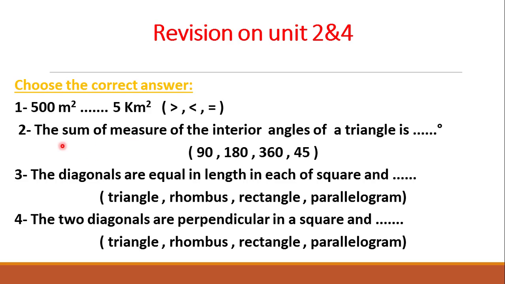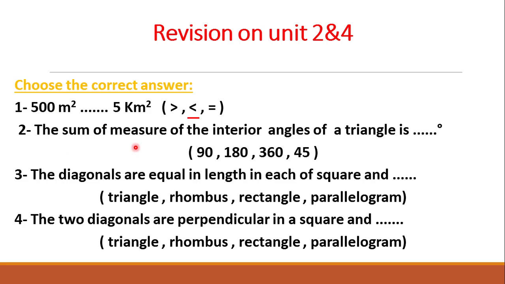I want to compare between 500 meters squared and 5 kilometers squared. If you remember, if you want to compare between two quantities, they should have the same unit. So I'll convert from kilometer squared to meter squared, so I'll multiply by 1 million. So 5 kilometers squared means 5 million. Here we have 5 million and here we have 500. Of course, 5 million is the greater. So I choose less than.